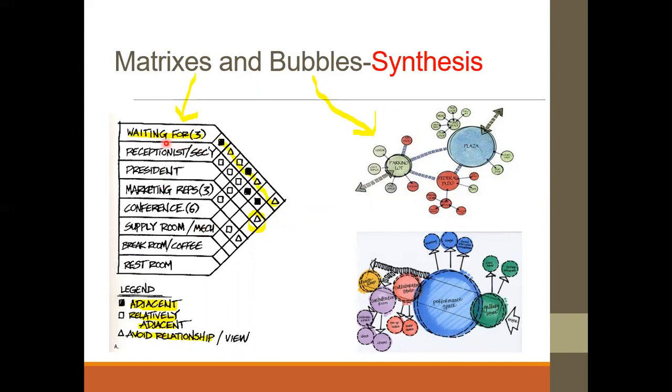For example, there is a waiting area for people, there is a reception area, then after the reception area there will be a president room. The president room does not require any direct relation with the supply room or mechanical room. If it's at a distance and not directly attached, it can work. Then a conference room, marketing receptionist room, some restroom or break room.